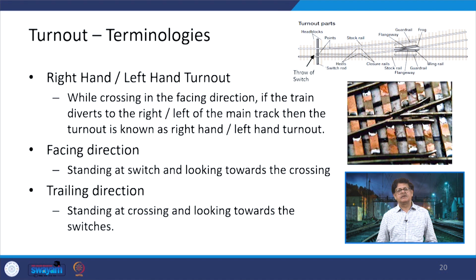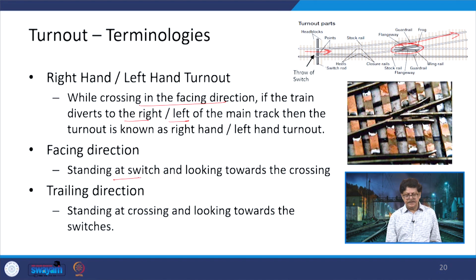Similarly, the right hand or the left hand turnout. While crossing in the facing direction, that means this particular direction, when you are looking towards the crossing, if the train diverges to right or left of the main track, then the turnout is known as a right hand or a left hand turnout. So, in this case, if you see, a crossing is provided here, you are looking towards the crossing and this turnout is going towards the left hand side.